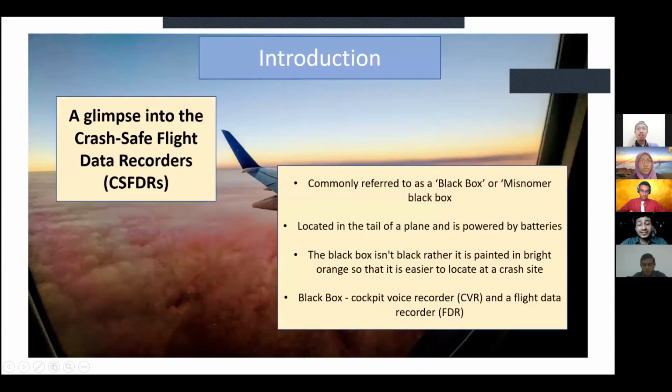Introduction. We'll take a glimpse into the CSFDRs. It is commonly referred to as the black box, a misnomer, even though it is bright orange in color to make it easier to locate in a crash site. It is located in the tail part of a plane and powered by batteries. It has two main components, CVR and FDR. CVR is the cockpit voice recorder and FDR is the flight data recorder.